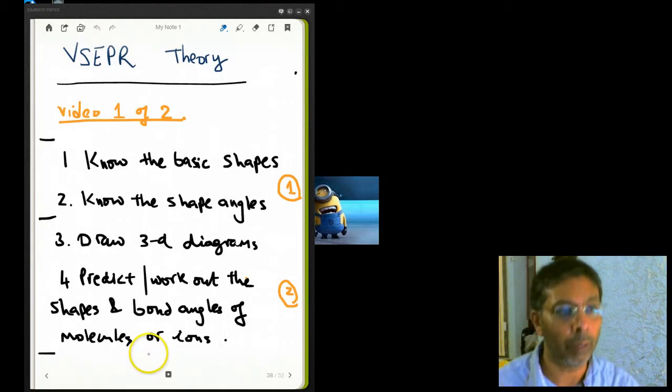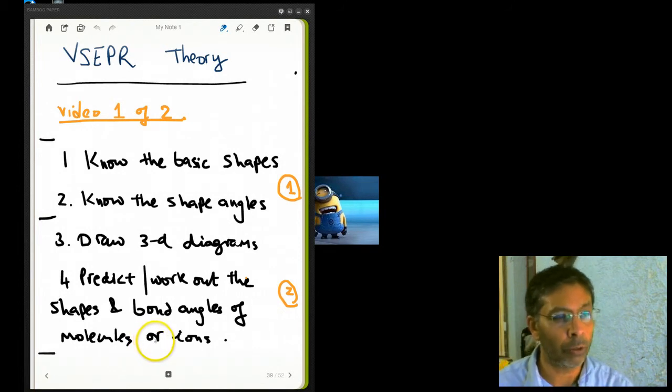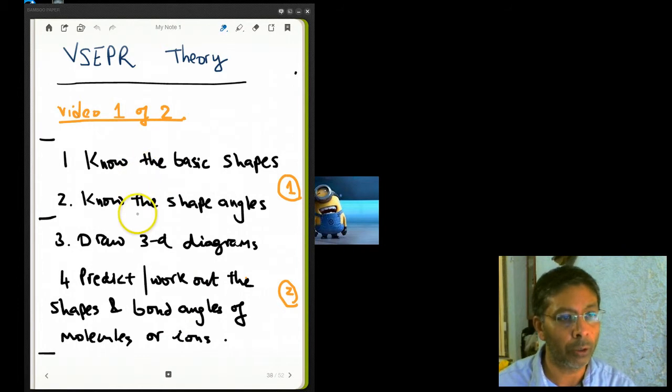Right, what we're going to do here, we're going to be looking at shapes of molecules and ions, and we'll be going through 4 objectives really. The first one is you should know the basic shapes of simple molecules or ions. You should also know the shape angles. That's the first video. The second video will show how to do 3D diagrams, predict and work out the shapes and bond angles of molecules and ions. We'll try several examples and work out the shape and the name of it and also the bond angle. That's the second video. It may overlap, we might do some 3D diagrams in this video.